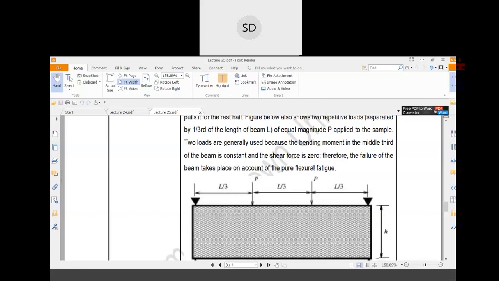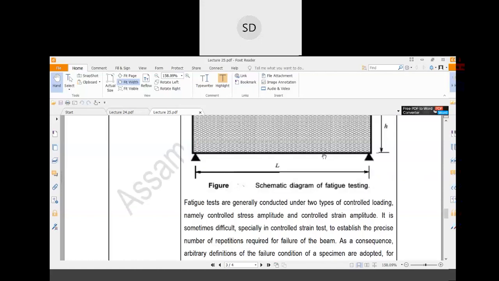So only because of flexural fatigue will the beam fail. When the beam fails, there will not be other considerations like shear force and bending moment. The beam fails only because of pure flexural fatigue. So in this way, you can directly get an idea of the total fatigue life of the pavement.